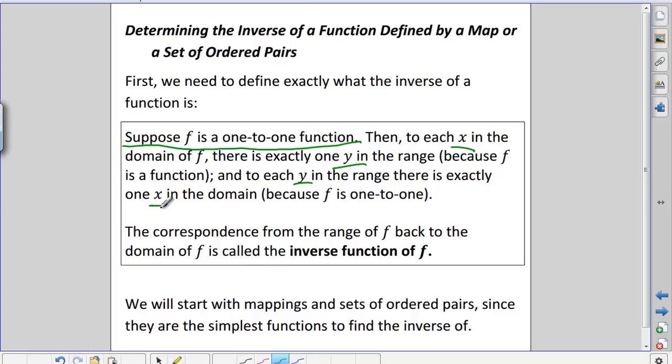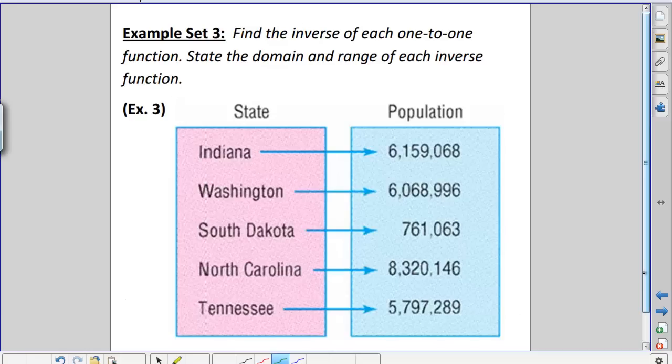That's what that means. And if we just make a correspondence from the range back to the domain, we call that the inverse of that f function. And to get a good idea of what that looks like, here is a function.